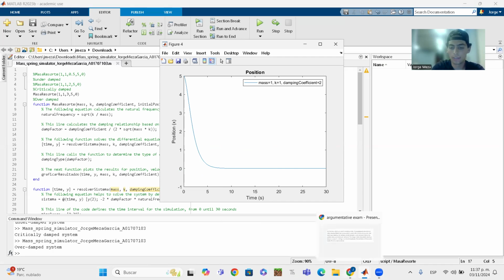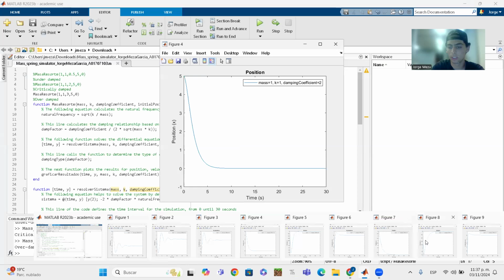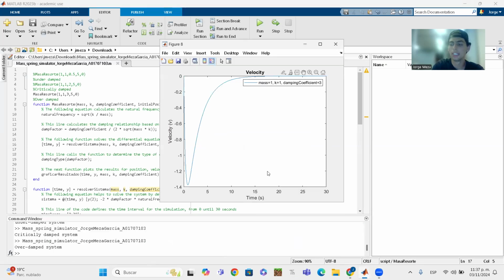And now we have the last one, which is this one. Here, the system slowly returns to equilibrium without oscillating. The explanation is that at this level of damping, the system doesn't oscillate, and it takes longer to reach equilibrium because the damping is too strong.